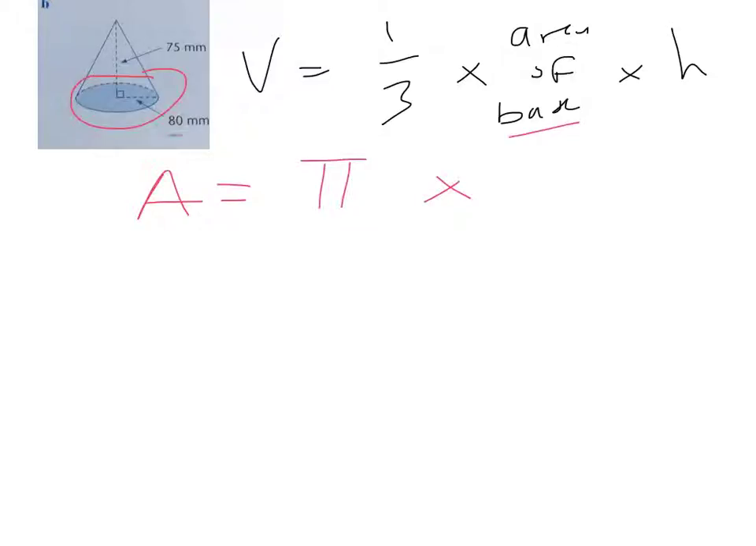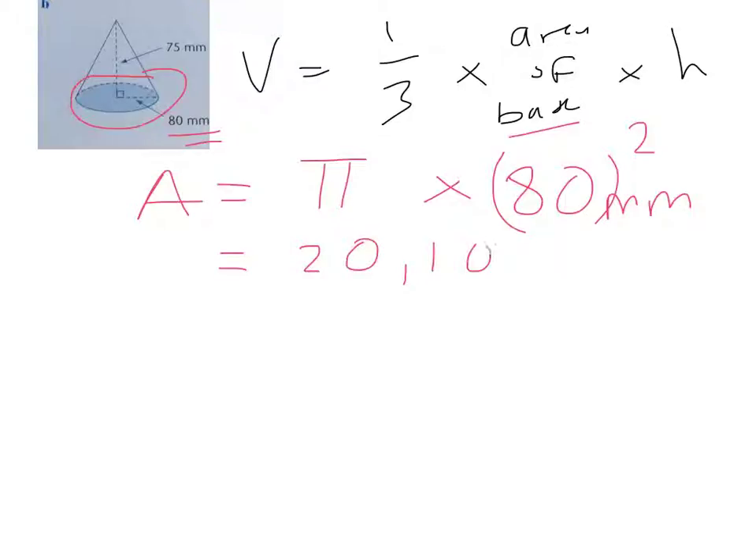In this case, r is 80 millimeters. So we'll do 80 squared, 80 millimeters squared. Put it in our calculator and we get the area of the circle. So 80 squared times pi would be a big number, so it's 20,106.2 millimeters squared.